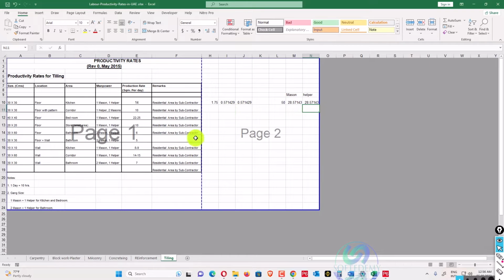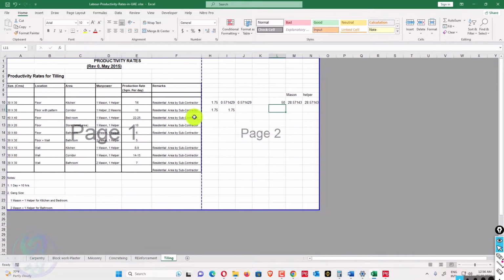So what will the productivity rate be if I want to divide? The formula is 1.75 divided by 1. Because 1 is in the denominator, the answer will be the same, but I want to show you that you have to divide by the number of masons. Maybe there will be 0.5, so you have to divide by 0.5 here also. So we consider 1.75 for both.